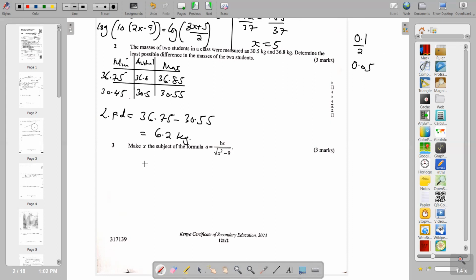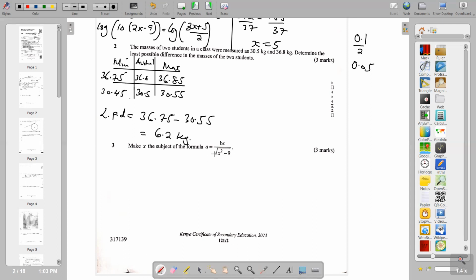Number 3, make x the subject of the formula. Now this one is a topic of formula and variation in form 3. You need to be very careful. You see, this is small x, so do not change it to capital X. You have to maintain the small x.